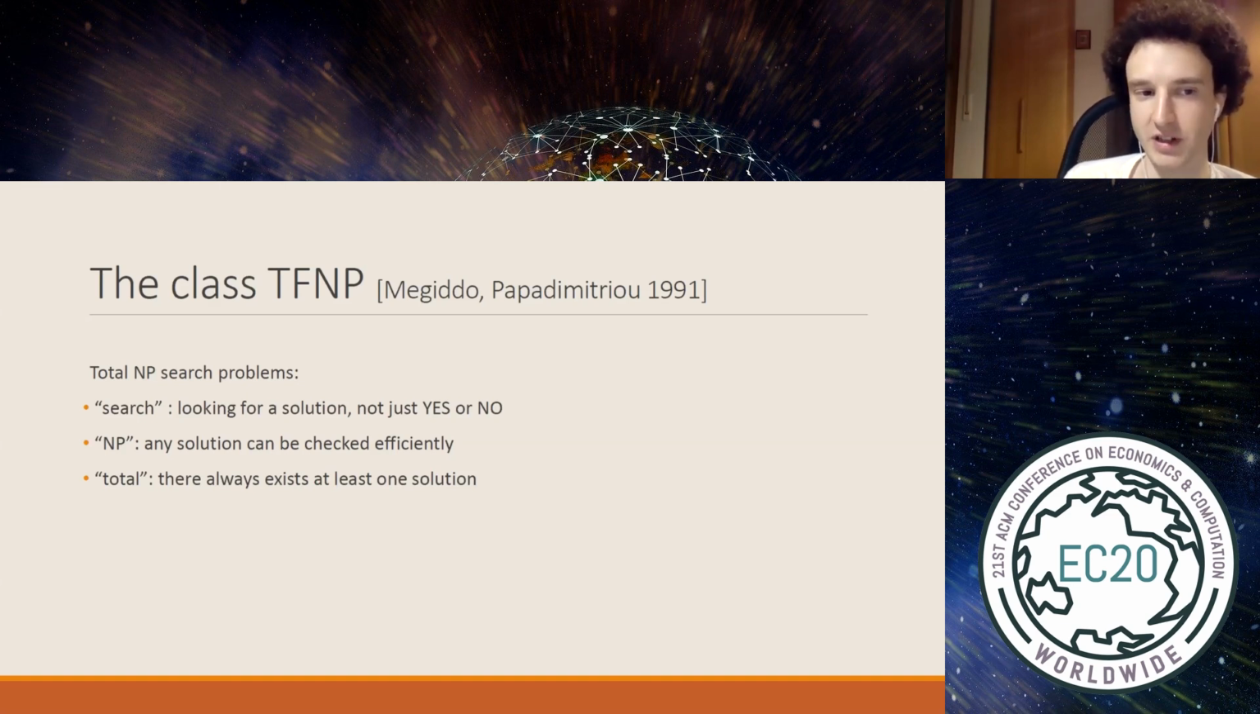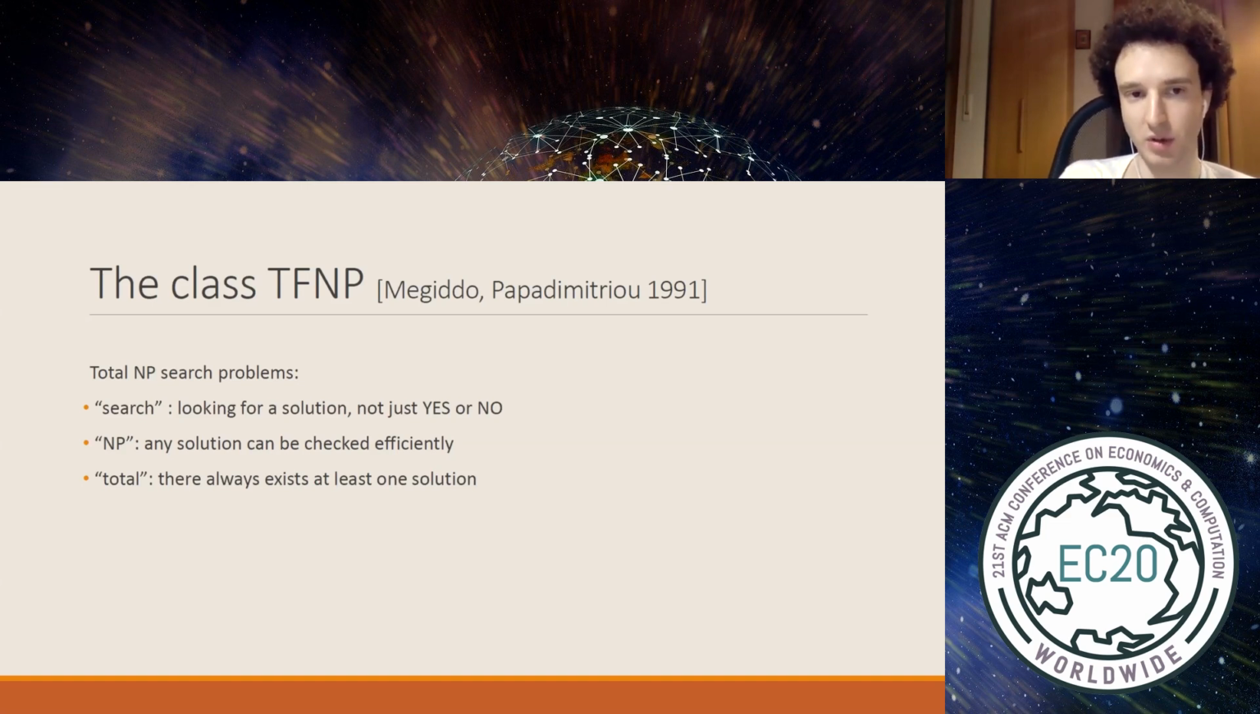So these are search problems, which means we're looking for a solution, not for a yes/no answer. It's not a decision problem. Then the problem should be in NP in the following sense. If I give you a candidate solution, you should be able to check in polynomial time that it is indeed a solution. And finally, the problem should be total, which means that for any instance, there should always exist at least one solution. It's easy to check that the consensus halving problem indeed has those three properties, and thus it is a problem in TFNP.